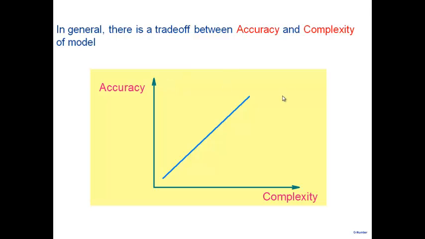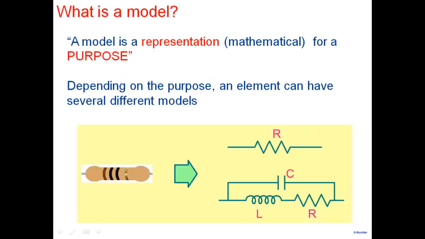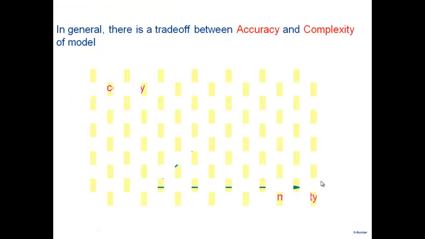If you want a more accurate model, the model is going to become more complex. In the previous case, obviously you are seeing that this is a more accurate representation of a physical resistor here. And obviously it's more complicated. I have a capacitor and I have an inductor as compared to this one. So this one is simple and less accurate. This one is complex and more accurate, right?